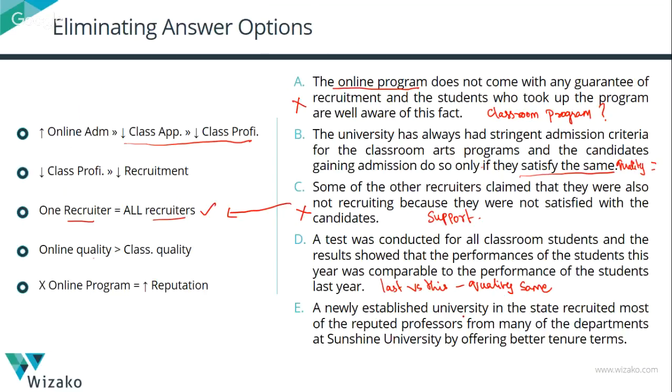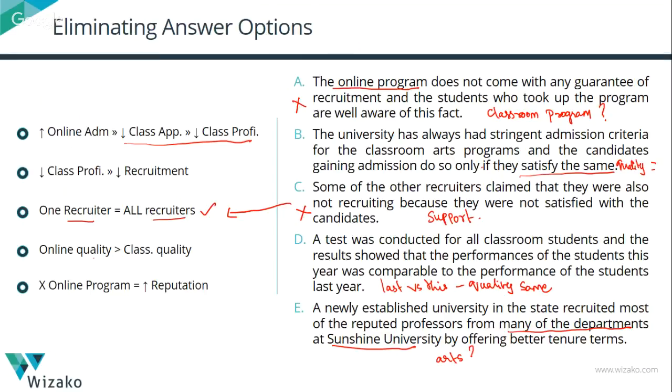It says a newly established university in the state recruited most of the reputed professors from many of the departments at Sunshine University by offering better tenure terms. I'm basically saying that the good, reputed professors are no longer working at the university. That could explain why the quality of the education has come down. So it need not necessarily be because of the online program. It could be because a number of professors have left the university and are no longer teaching there. But if you look at the answer option carefully, it says that these reputed professors were recruited from many of the departments at Sunshine University.